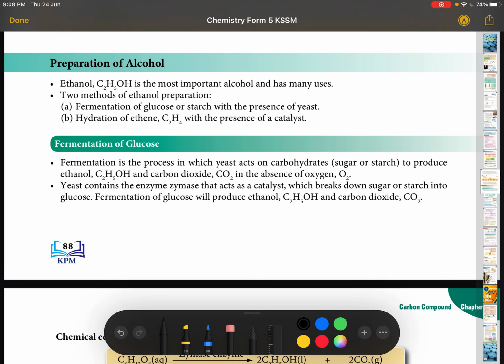Okay, next we're going to talk about, we already talked about the physical properties of alcohol. Now we'll talk about the chemical properties of alcohol and carboxylic acid and the formation of ester, or esterification. So the first thing is we have to know how alcohol is prepared. And normally we use ethanol. Methanol is too basic, so we use ethanol more.